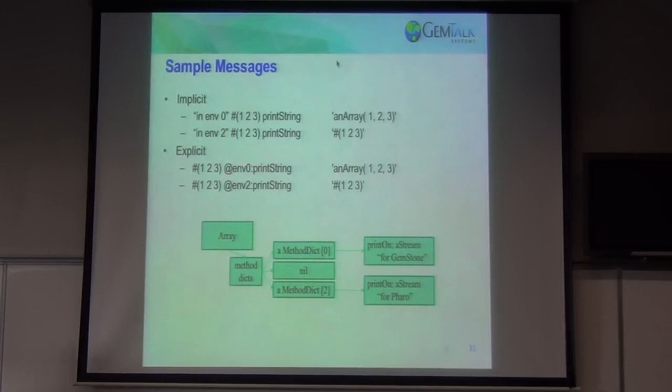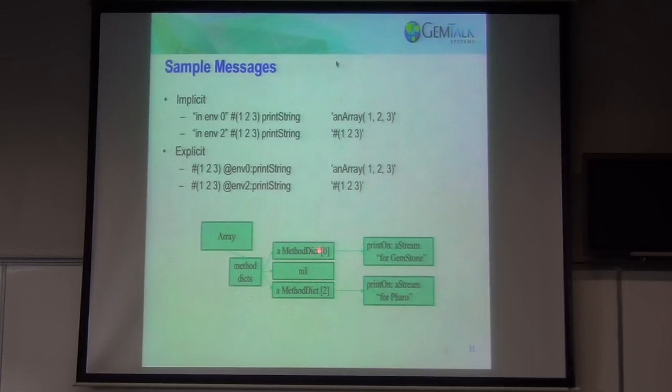So this is a syntax in a message send that says, for this selector, look up this selector in environment 0, or look up this selector in environment 1, 2. So array has a collection of method dictionaries, and one of them has a GemStone implementation, and the other has a Pharo implementation.